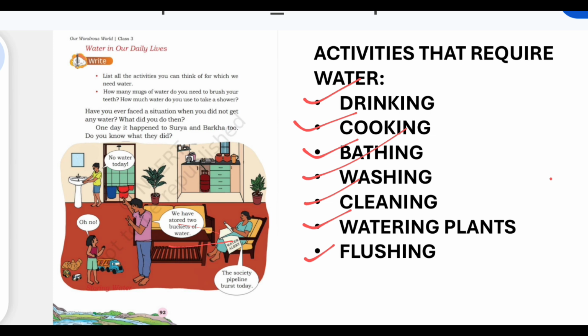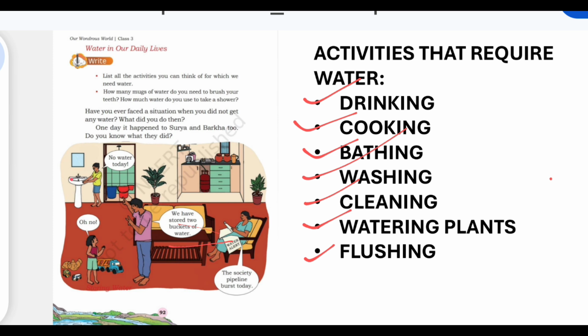Now let's go to this image. Today, Barkha and Surya did not get water all of a sudden. Why? First, you can see Barkha's mother reading in the newspaper. What is she reading? The society pipeline burst today. So the pipeline has burst and they are not able to get water today. So what do they do now?